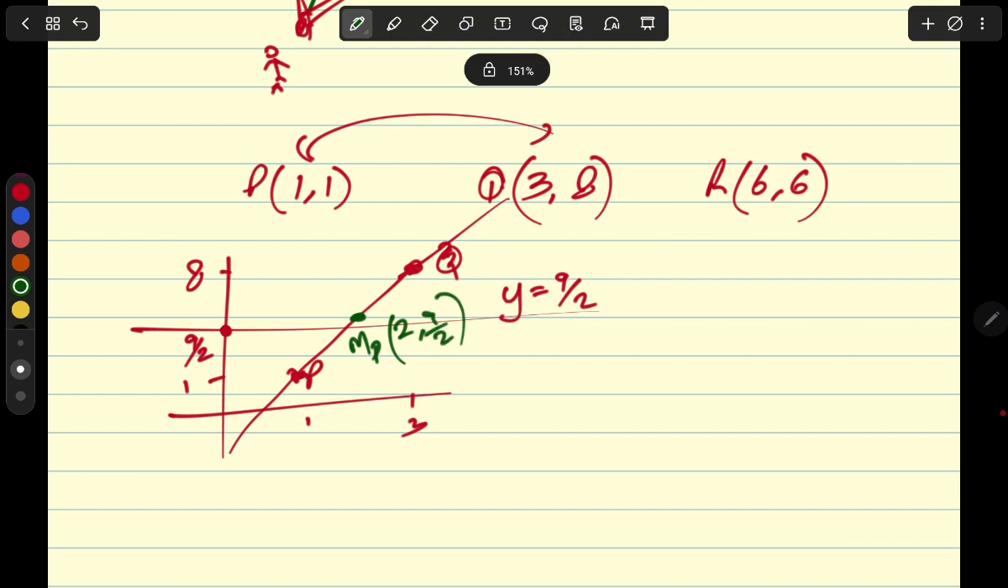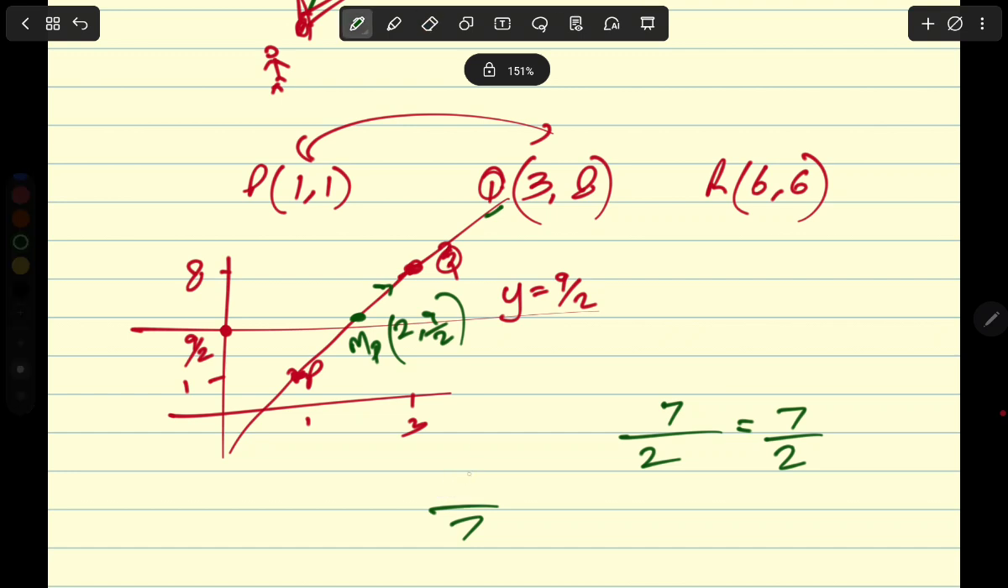Vertical average and the horizontal average, and then you have to take the negative reciprocal of the PQ gradient, which is going to be 8 minus 1, which is 7, upon 3 minus 1, that is 2. So if the gradient of PQ is 7 upon 2, then the gradient of the perpendicular bisector is going to be negative 2 upon 7. So now I'm going to use the point gradient formula. So this is the gradient.